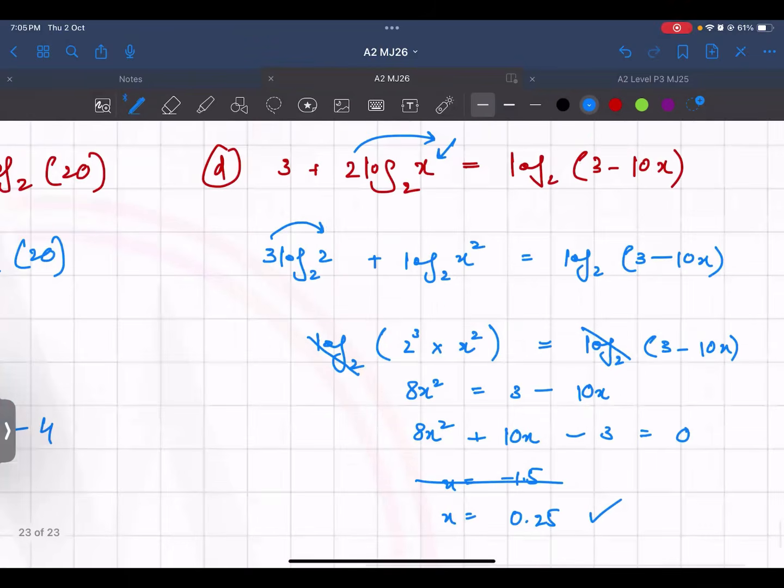Any questions, anyone? Arham, Mohit? All good? Nice, sir. All good. Good. Copy down this example. This is a good one. You're applying almost all of the important rules over here of logs.